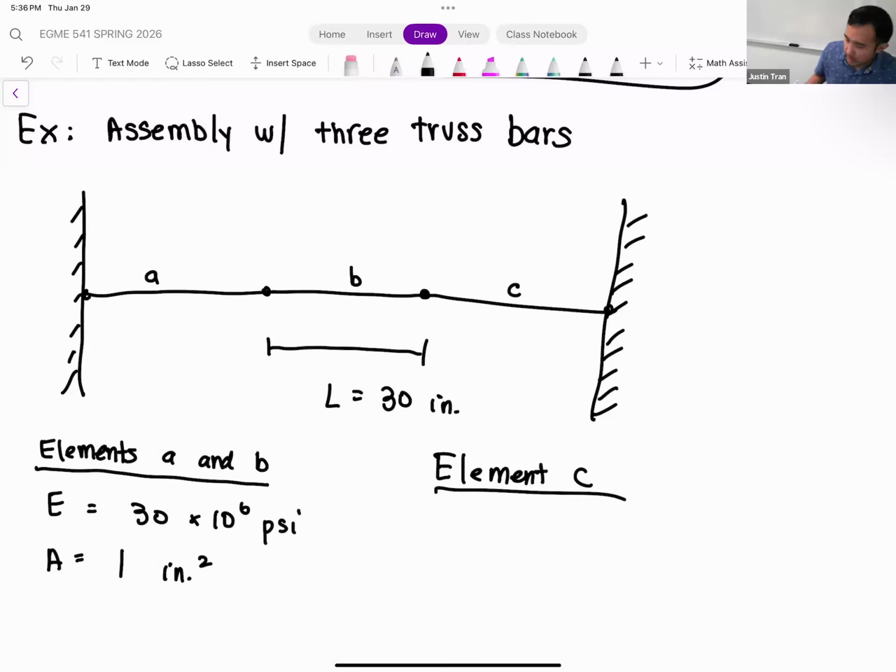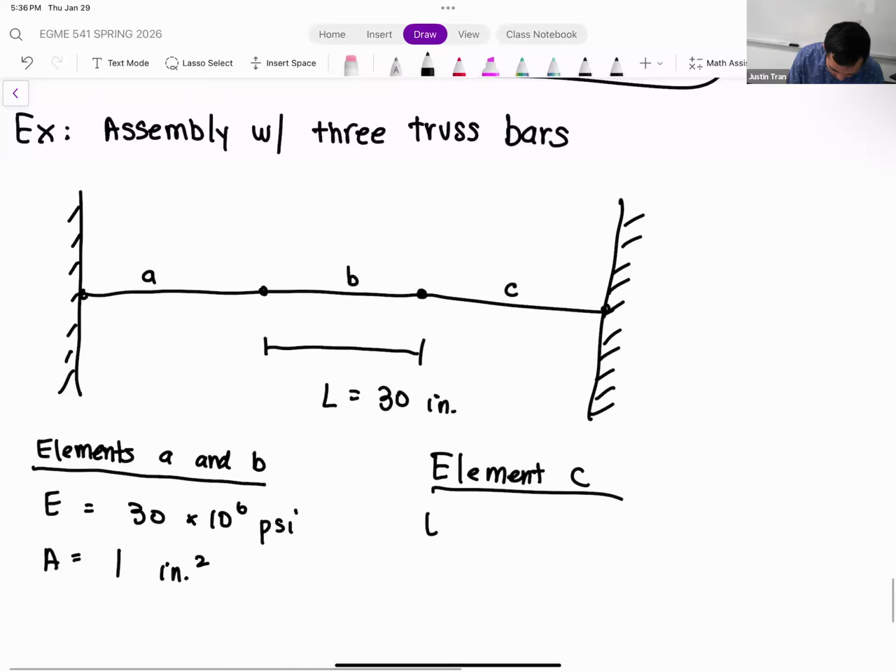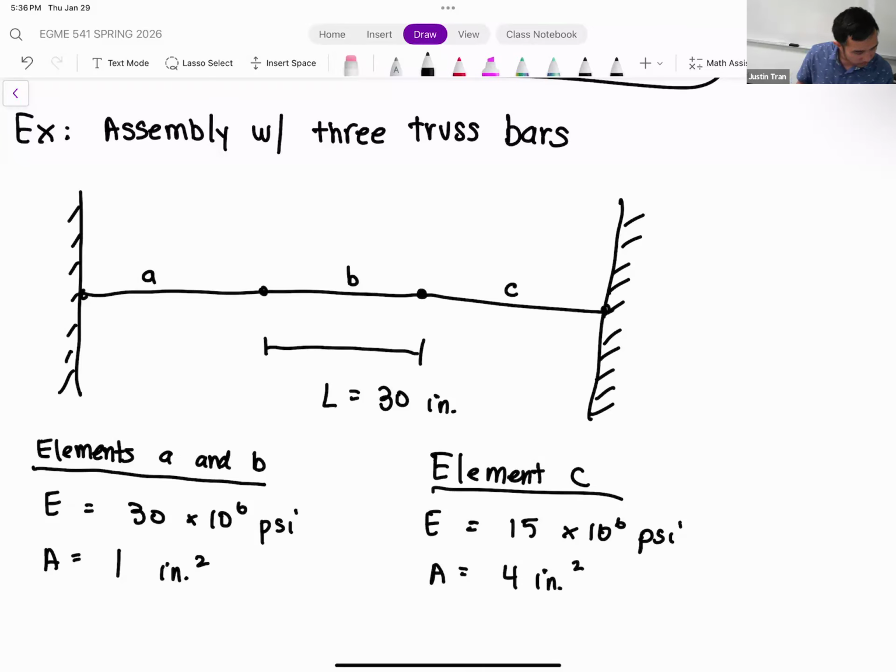It's going to be made of a different material and have a different thickness. So element C here is going to have a Young's modulus of 15 times 10 to the 6 psi, and have a cross-sectional area of 4 inch square.